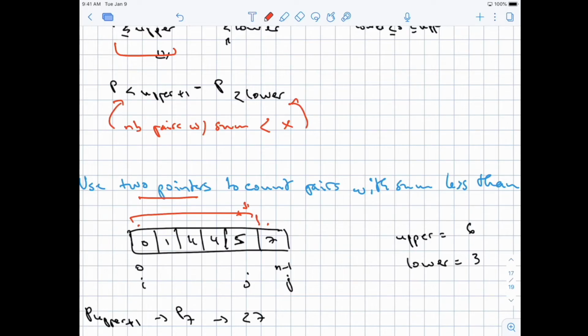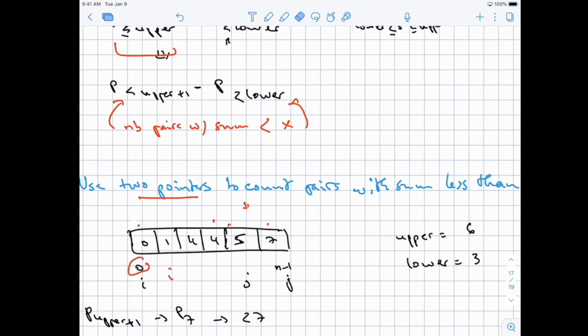By the way, just to clarify what I mean here, it just means that pairing 0 with this one would be smaller than x, with this one would be smaller than x, with this one would be smaller than x, and with this one would be smaller than x, right? Okay, and then we move i and try again with the rest, okay? I hope that was clear.